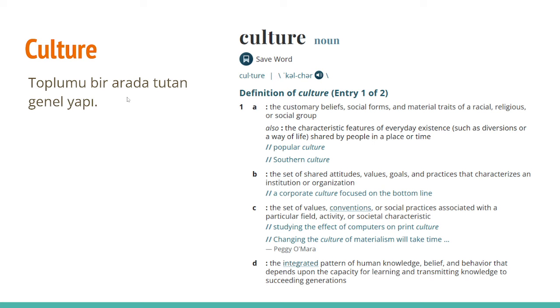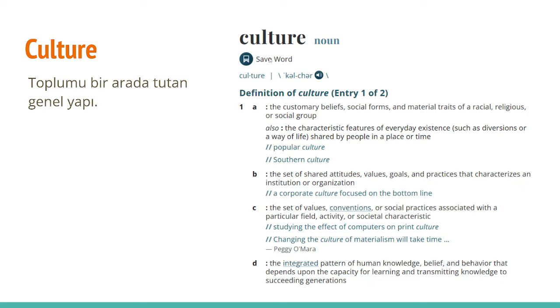So this week we are going to look at culture. But what do we mean when we say culture? So this is from Turkish. Sorry about that. In this, it means the general structure that holds society together. This doesn't mean it holds it, it doesn't mean it binds it together, but what it means is it defines that community as a whole.